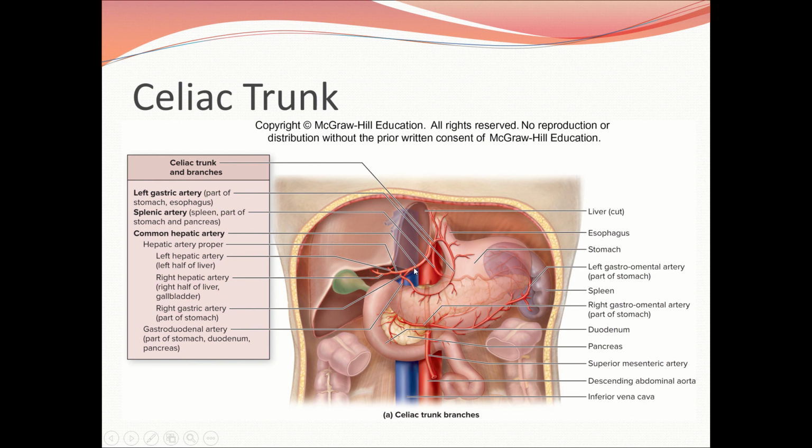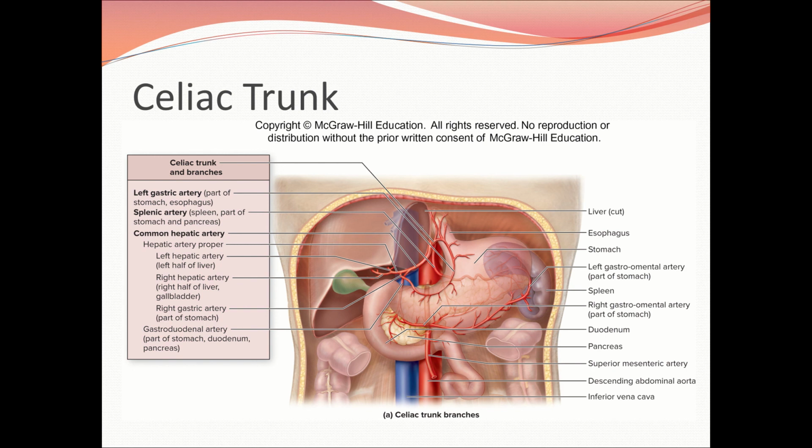This illustration shows the celiac trunk and the branches. The left gastric artery, the splenic artery, and the common hepatic artery. The left gastric artery supplies part of the stomach and the esophagus. The splenic artery supplies the spleen, part of the stomach, and the pancreas.